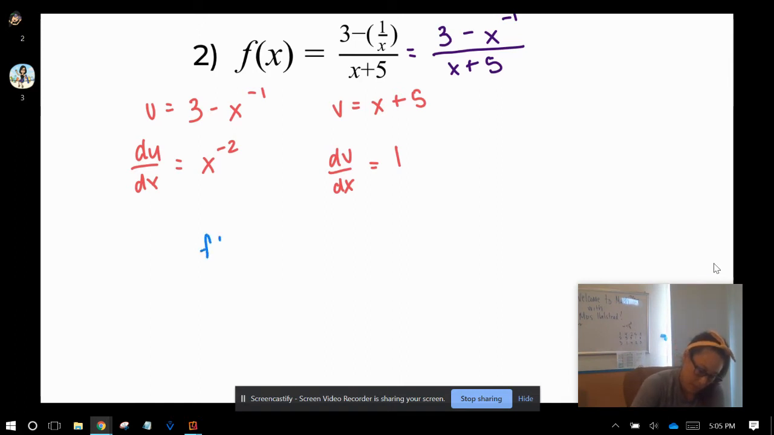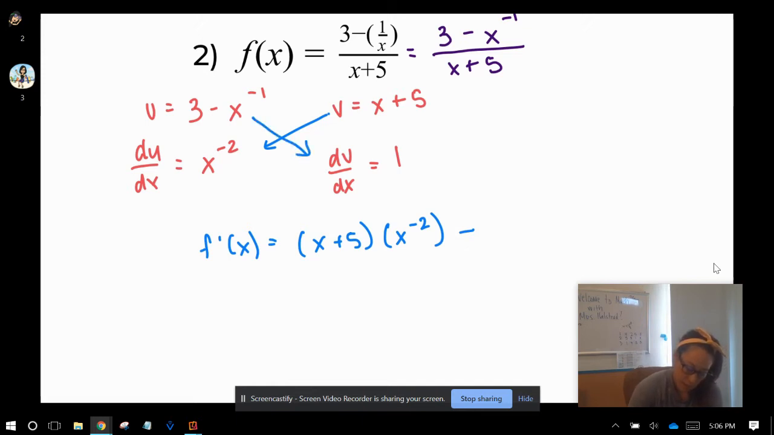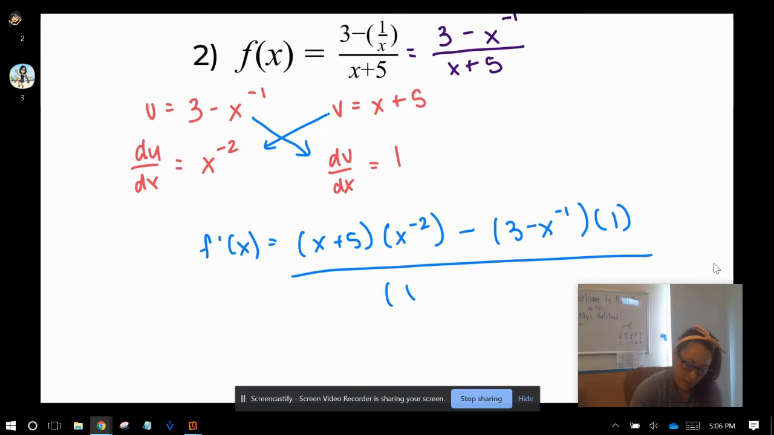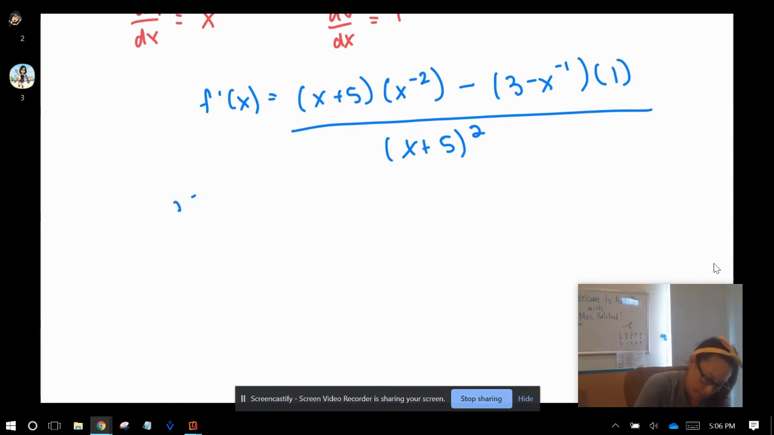So we're going to start low d high. So f prime of x is equal to our low, which is v, d high, times x to the negative 2, minus high, d low. 3 minus x to the negative 1 times 1, all over x plus 5 squared, low squared. We can simplify.